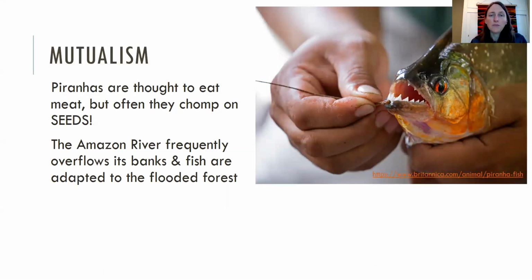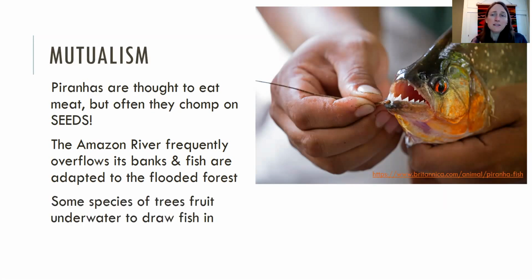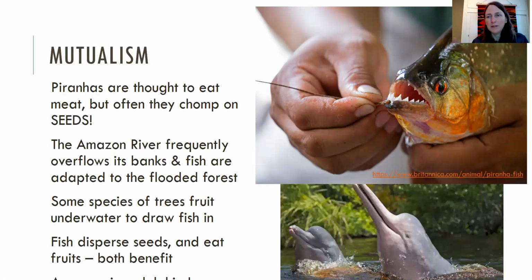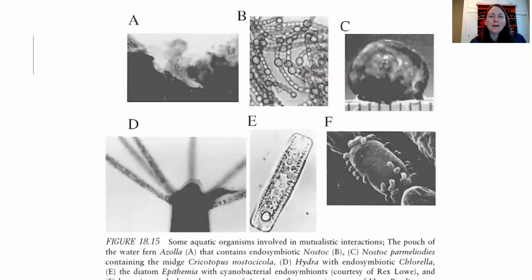And so the Amazon River frequently overflows its bank, and fish are adapted to living in the flooded forest. In fact, some species of trees will only fruit underwater to draw piranhas in, because they're basically carrying their fruits and seeds around the forest and depositing them. And so these fish disperse seeds and eat fruits. So both organisms are benefiting, both the trees and the piranha. And that's called a mutualism. And then because I'm talking about the Amazon, I just have to throw in the freshwater Amazon River dolphin, which is amazing.